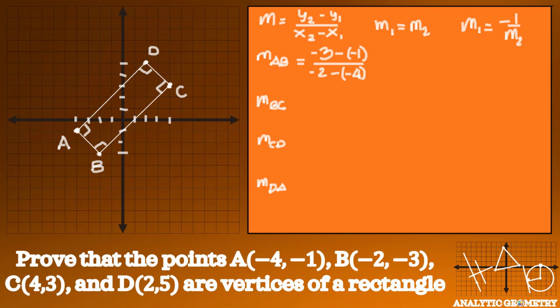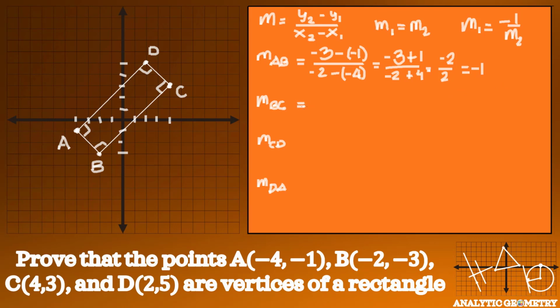Just make sure that the y sub 2 and y sub 1 will be interchanged together with x sub 2 and x sub 1. So you will have here negative 3, double negative property, that's plus 1, over negative 2, double negative property, plus 4. So your slope here is, we have negative 2 over positive 2. So the slope of the line segment AB here is equal to negative 1. Okay? Now let's proceed to the next one.